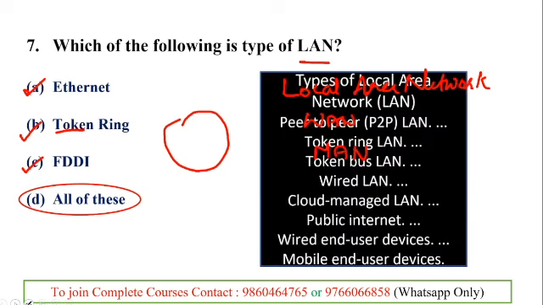And then there are the other types of LAN. So you can see the types of local area network: peer-to-peer LAN, token ring LAN, token bus LAN, wired LAN, cloud managed LAN, public internet, wired end user service, mobile end user services, devices. So these are the other common types of local area network. So please study one or more examples of LAN. That's useful for your exam. Clear.